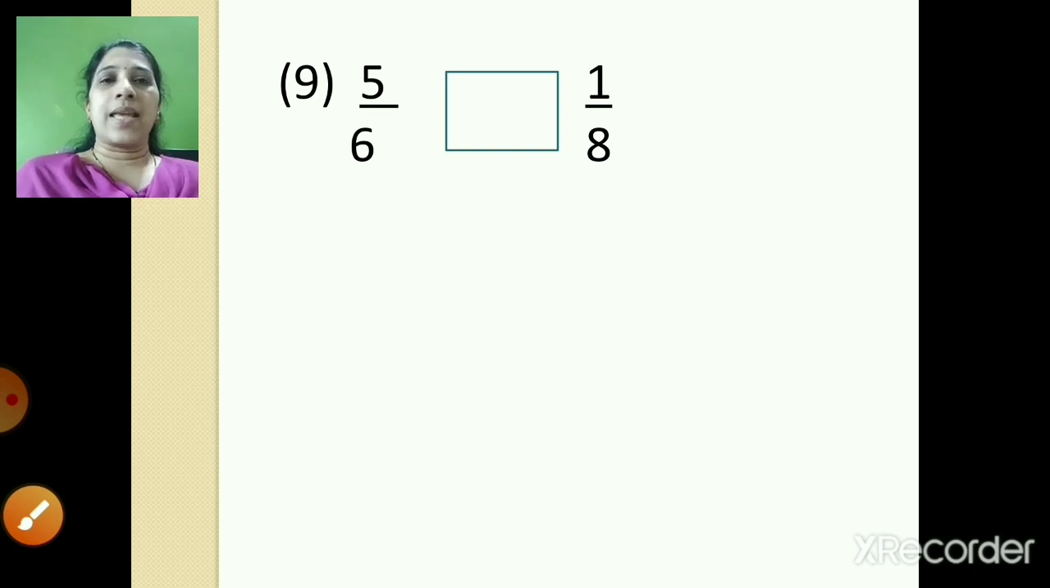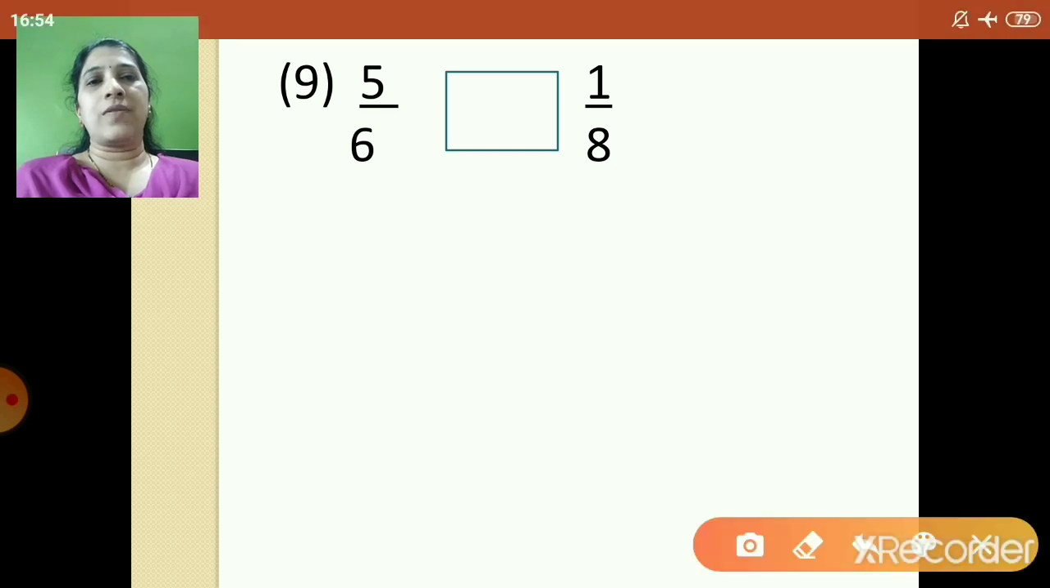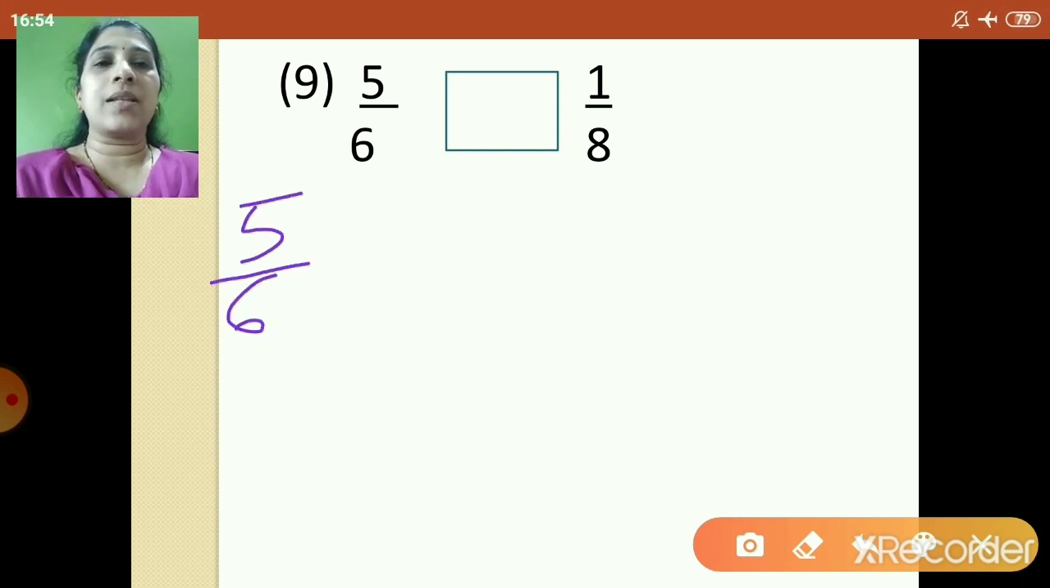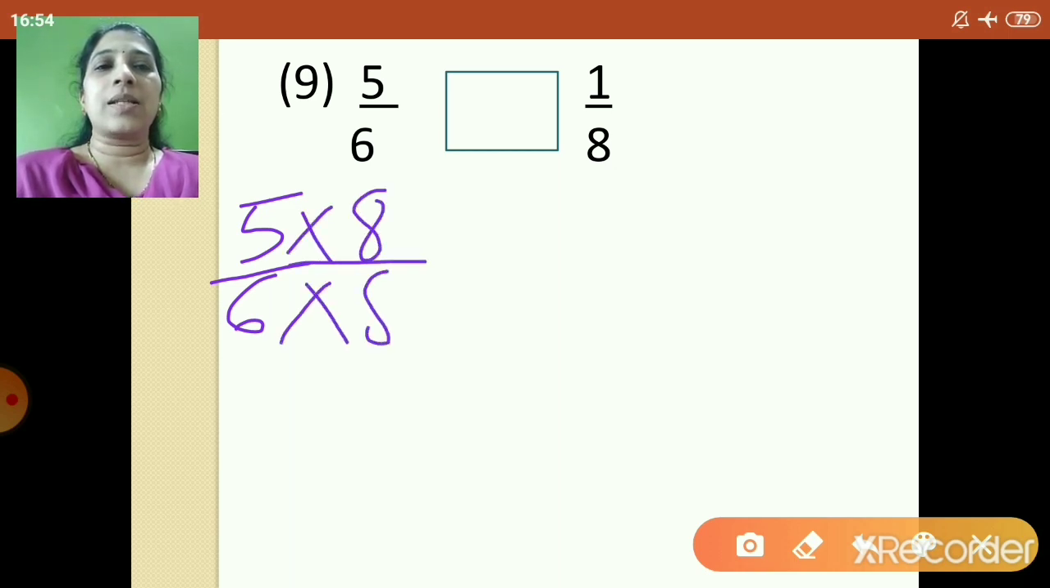Now 6, 7 and 8 are for self-study, so we are directly going to the ninth one. 5 upon 6 and 1 upon 8. Now again children, 6 is not divisible by 8 and neither is 8 divisible by 6. So what you are going to do? You are going to carry out cross multiplication. So you will write the fraction 5 upon 6 and you will multiply it by the other denominator, that is 8. 5 into 8 upon 6 into 8.